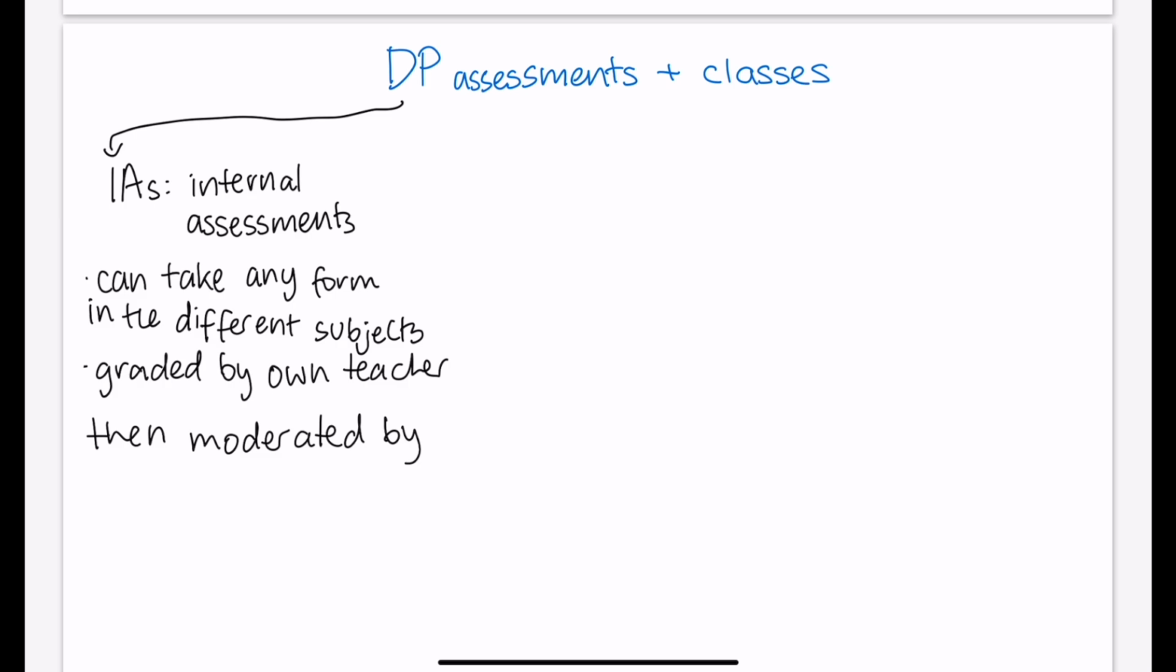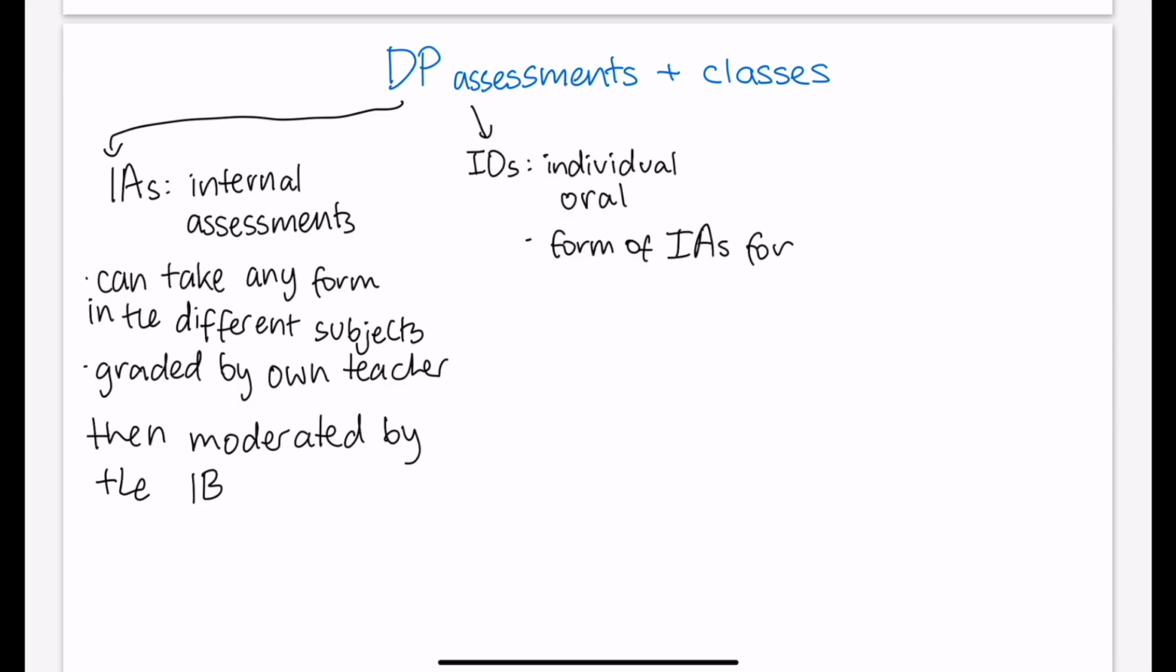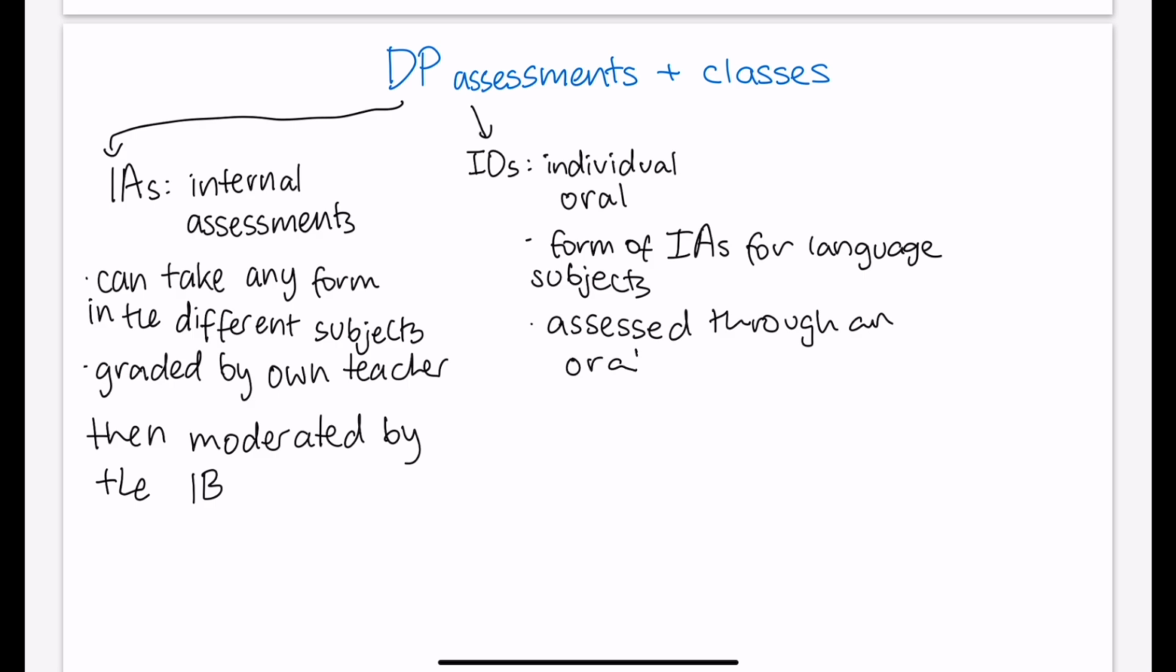When you take the languages, it's usually an oral report, so an oral presentation, which moves on to the next acronym, IOs. These stand for individual orals. So this is the form of IAs for any language subjects, language A, language B, any level of the languages, where you are assessed through an oral presentation. So instead of just writing an exam for the languages, they have to test the fact that you can speak it to varying levels depending on which language subject you take.